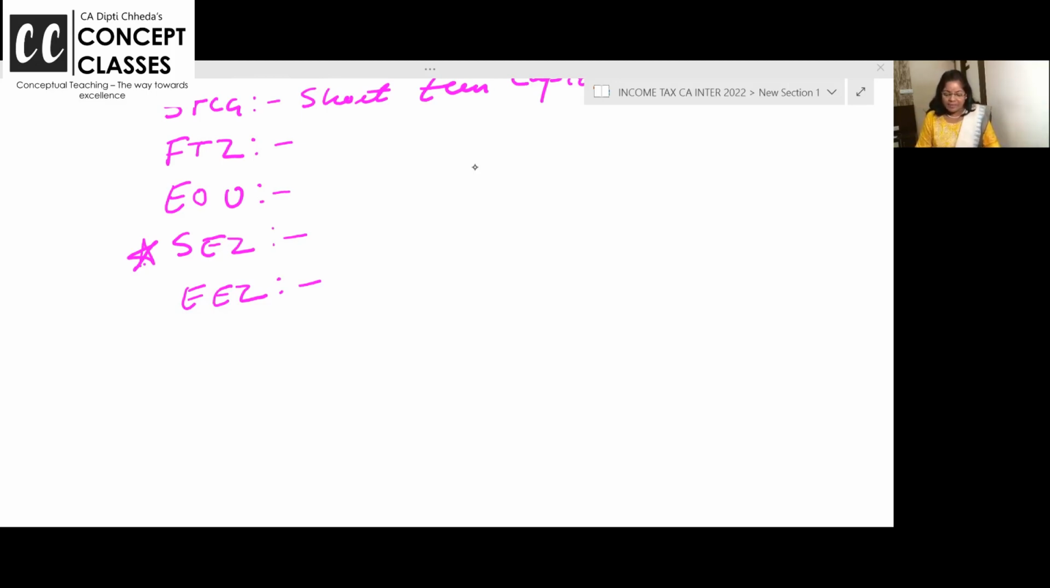I want to explain these terms: FTZ, EOU, SEZ, EEZ. I want you all to answer and Google search and come. I will ask you what is SEZ in the outskirts of Hyderabad. These are like super practical, important things.